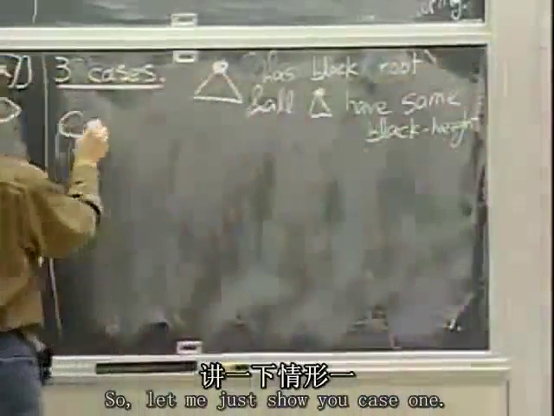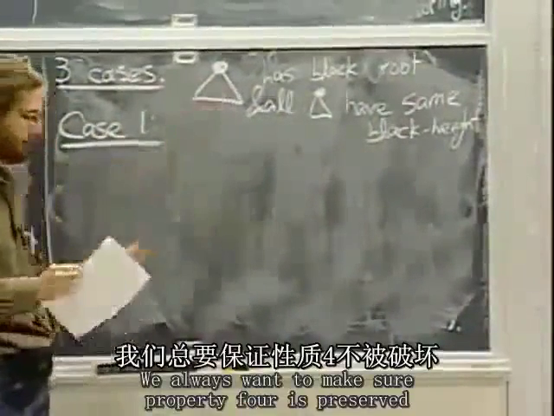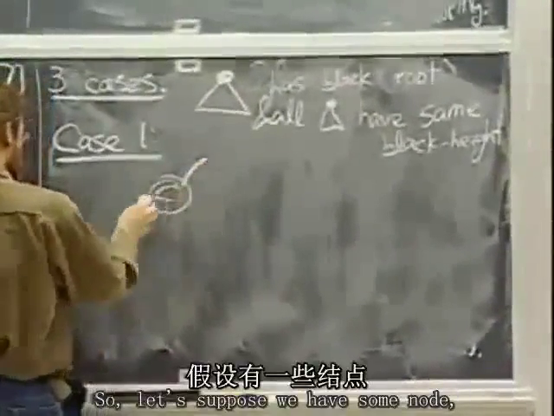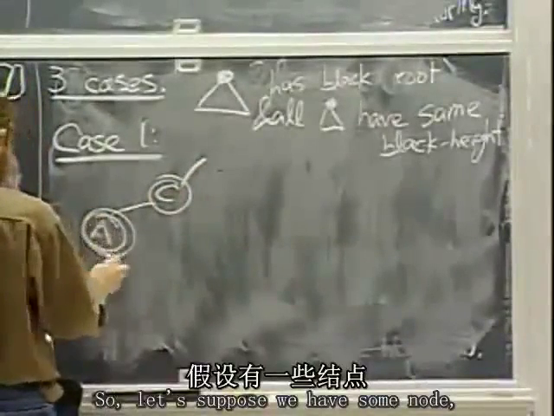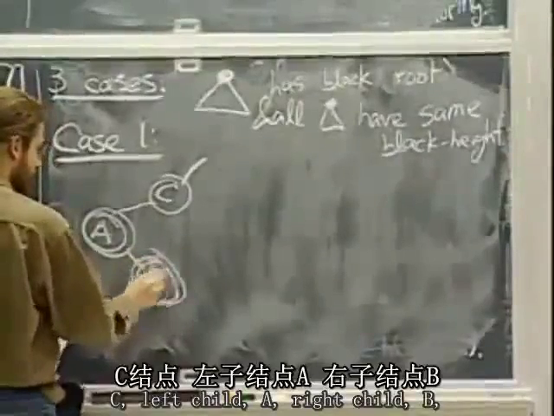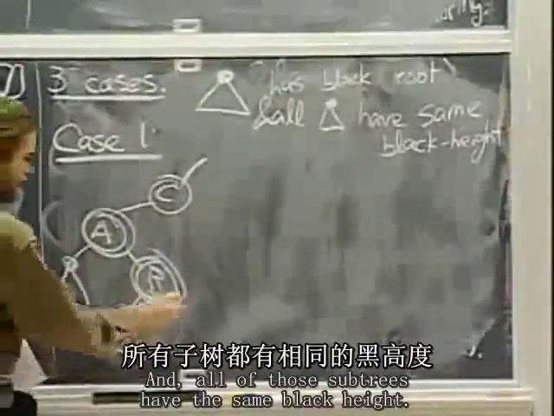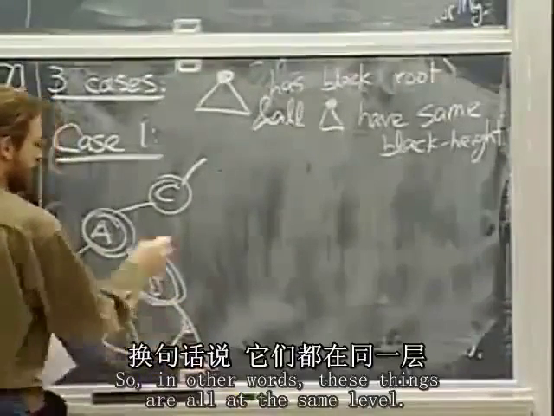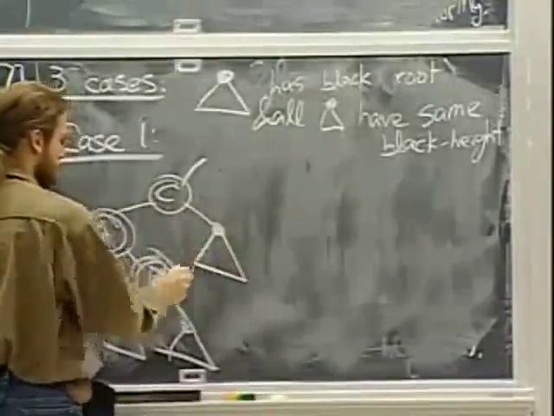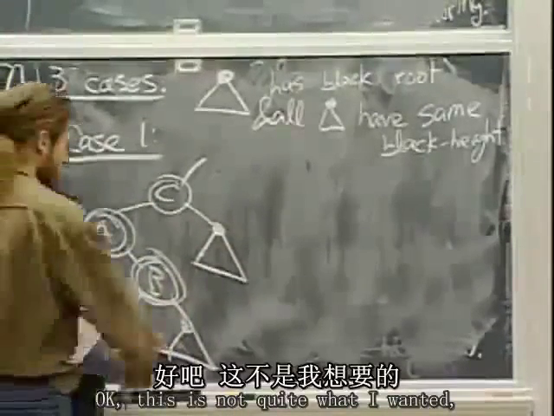So let me just show you case 1. We always want to make sure property 4 is preserved because it's really hard to get that back. It's essentially the balance of the tree. So let's suppose we have some node C, left child A, right child B, and some subtrees hanging off those guys. And all of those subtrees have the same black height. So in other words, these things are all at the same level. Okay, this is not quite what I wanted, sorry.